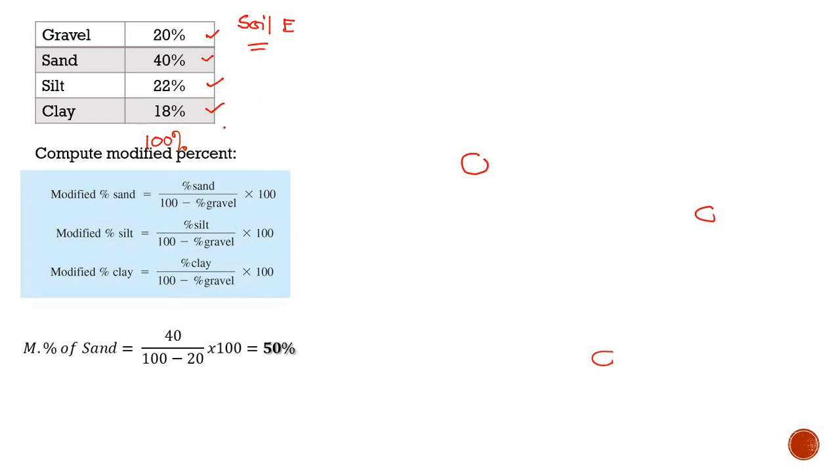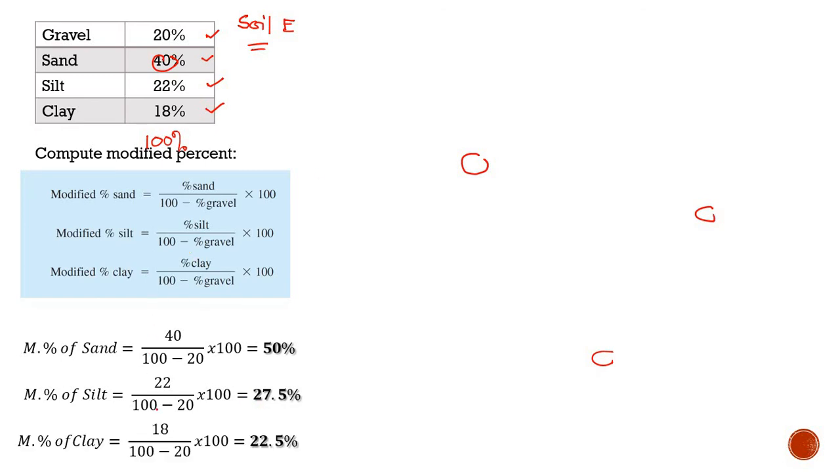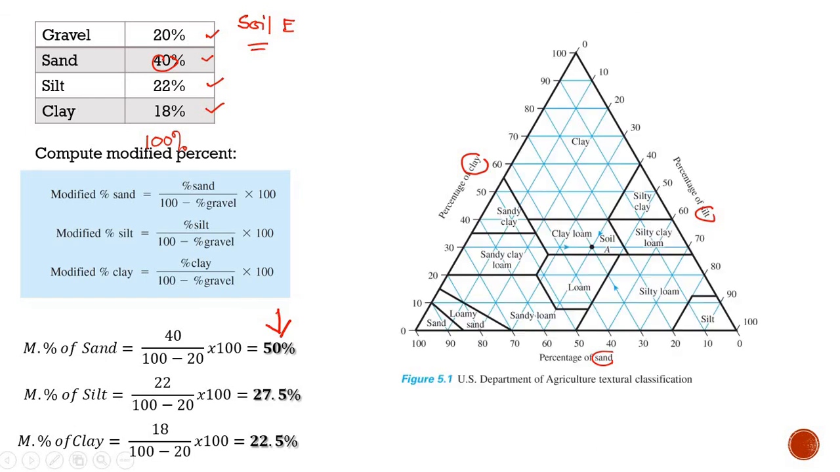So let's modify percent sand. Modified percent of sand: our percent sand is 40, divided by 100 minus percent gravel. Our gravel is 20%, so minus 20, times 100. So the modified percent of sand is 50%. Next, modified percent of silt. Percent silt is 22 divided by 100 minus percent gravel, which is 20, times 100, equal to 27.5%. Next, modified percent of clay. Our percent clay is 18 divided by 100 minus percent gravel, which is 20%. The quantity times 100, so this is 22.5%. This is now what we are going to plot on the USDA chart.